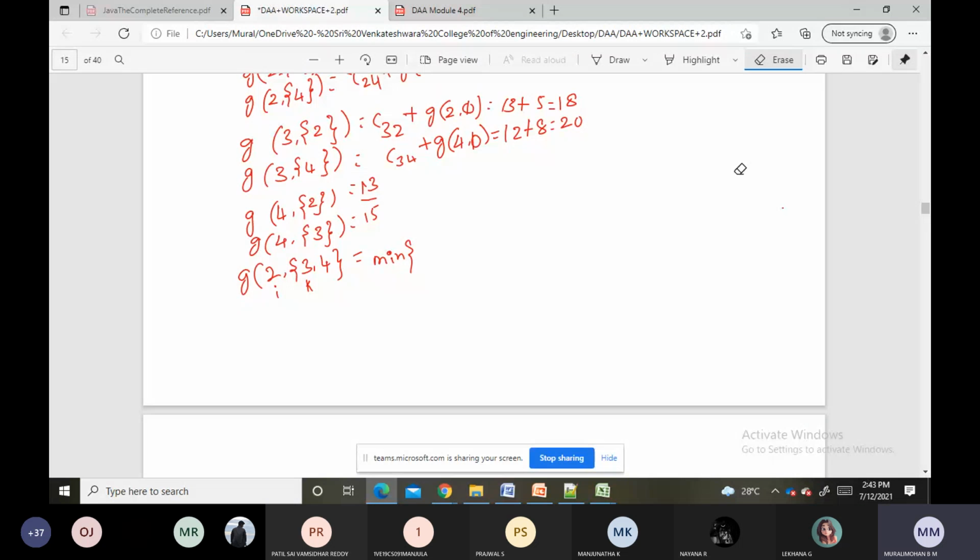So it is C of 2 to 3 plus the cost of, if I select this k as 3, so it is G of 3 comma 4. So this is one. The other one is, if I select this k as 4, what happens?